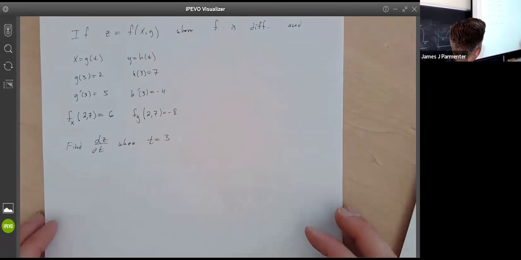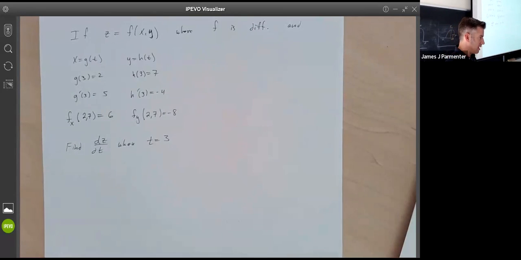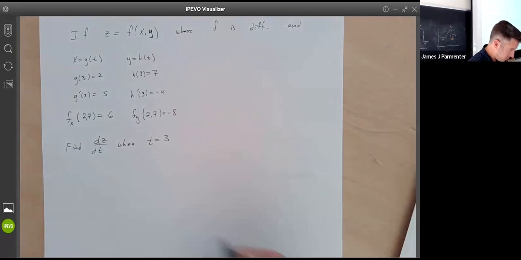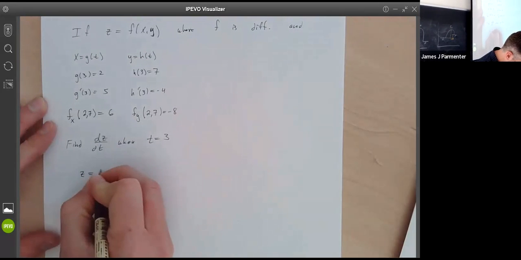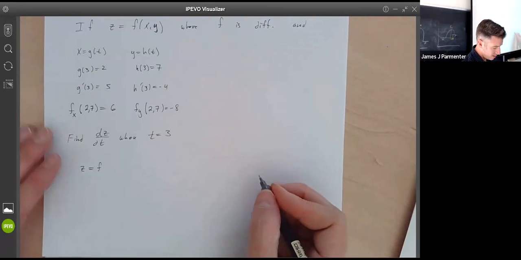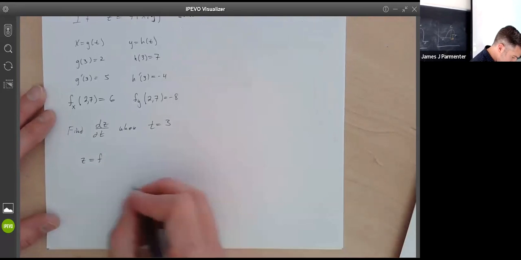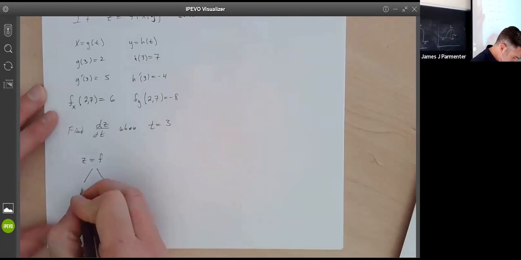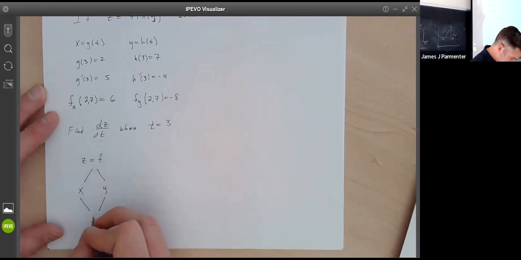I will admit, it's always been a little confusing to me when they give you z equal to some function. Why didn't they just say z of x, y? To me, that feels weird, but it's fine. So when I make my pathway chart, I'm going to start at the top with z equal to f, or really just f. I don't really need the z at all, although it's nice to have. So then f depends on x and y, and x and y both depend on t.